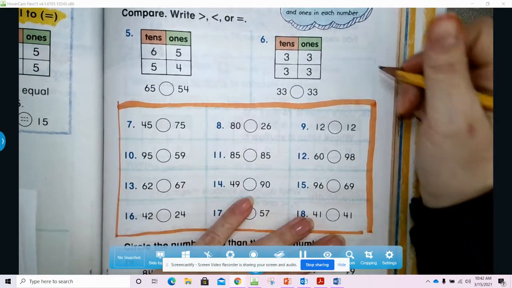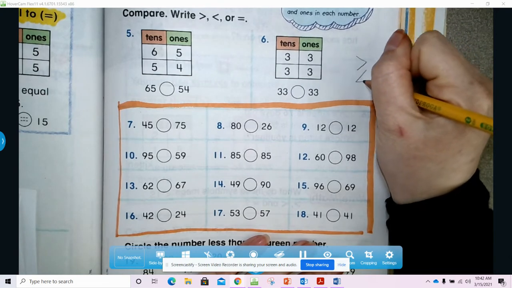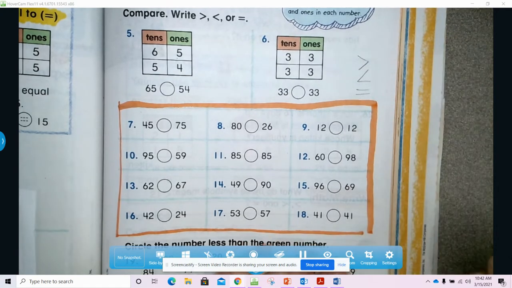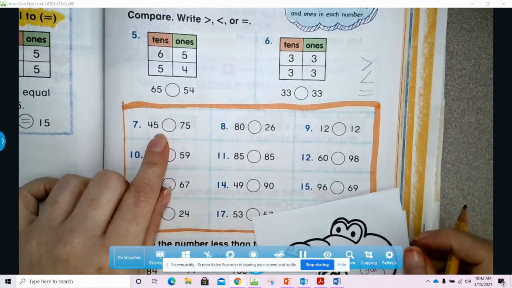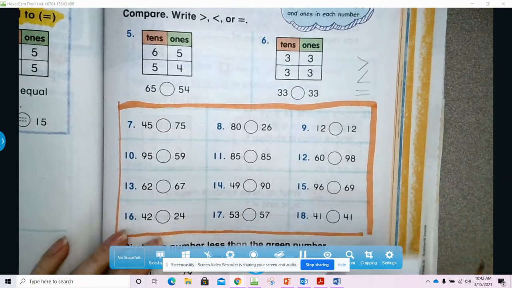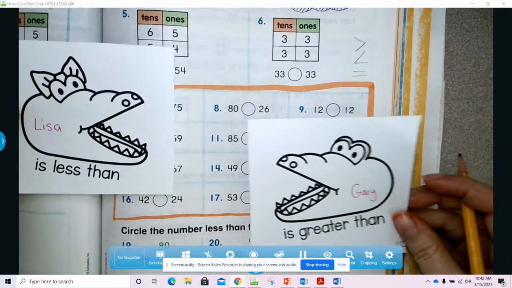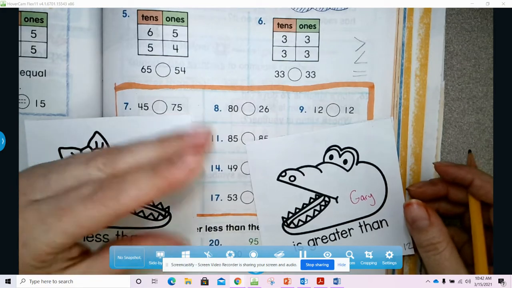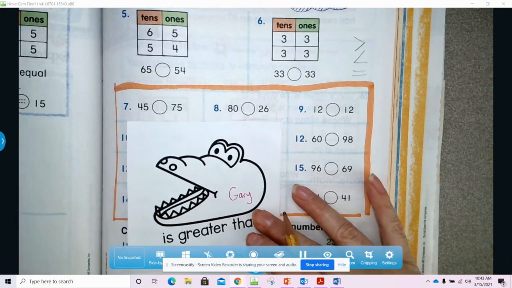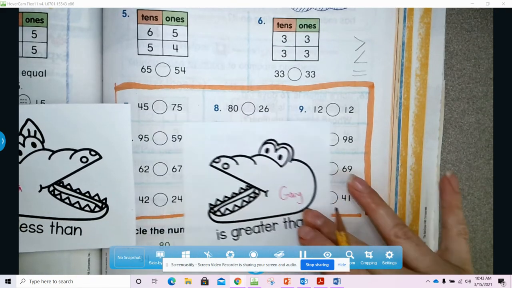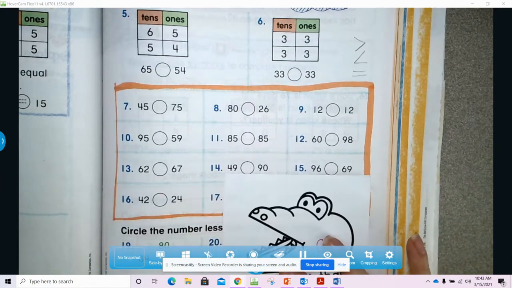7 through 18. So we're going to be comparing these numbers. Remember, we can use 3 symbols. We can use greater than Gary, less than Lisa, or equal to. Alrighty? So in looking at these two numbers, I have the numbers 45 and 75. My alligators are only going to eat the bigger number. So who gets to eat it? Lisa or Gary? Who's facing the bigger number?